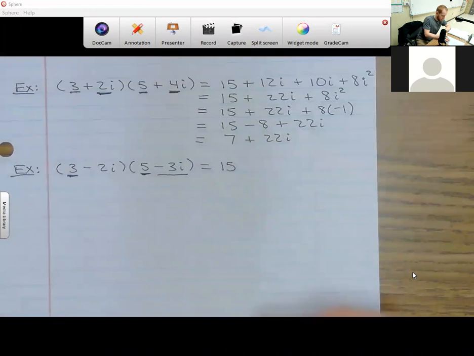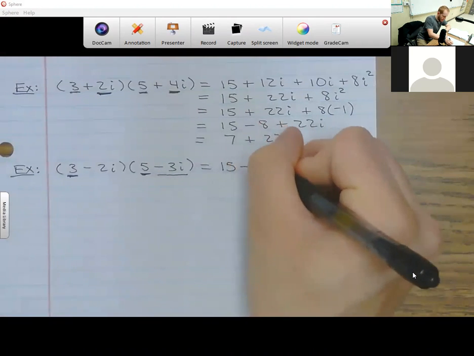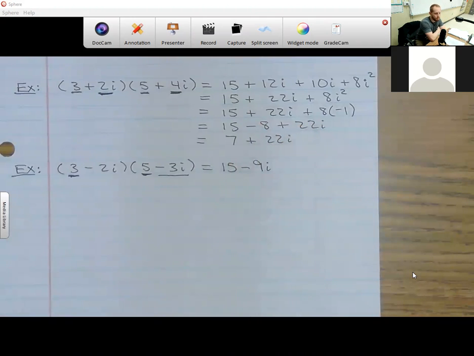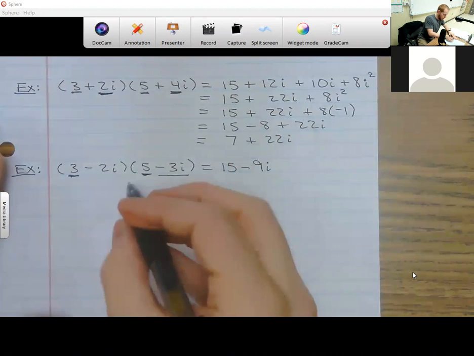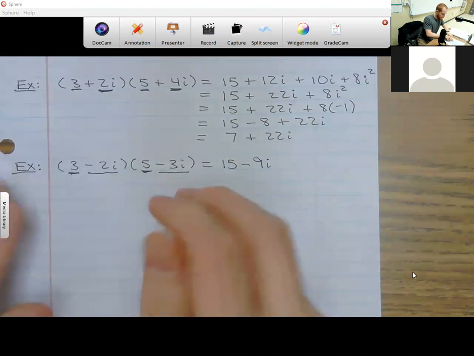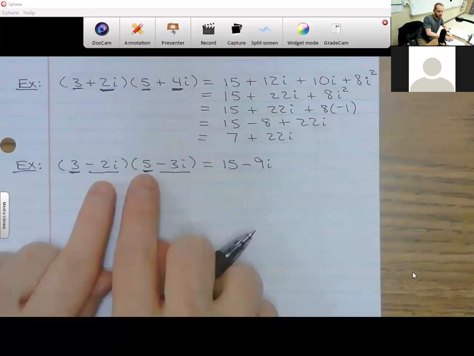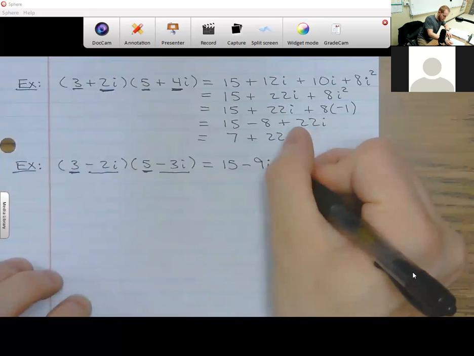Then I move on to my outer, which would be a -3i times a 3. So what would that be? That would be -9i. That's my outer 2. Then I'm going to move on to my inner 2. Well, where's my inner 2? That's going to be the inside 2: -2i times 5. That's going to be -10i.